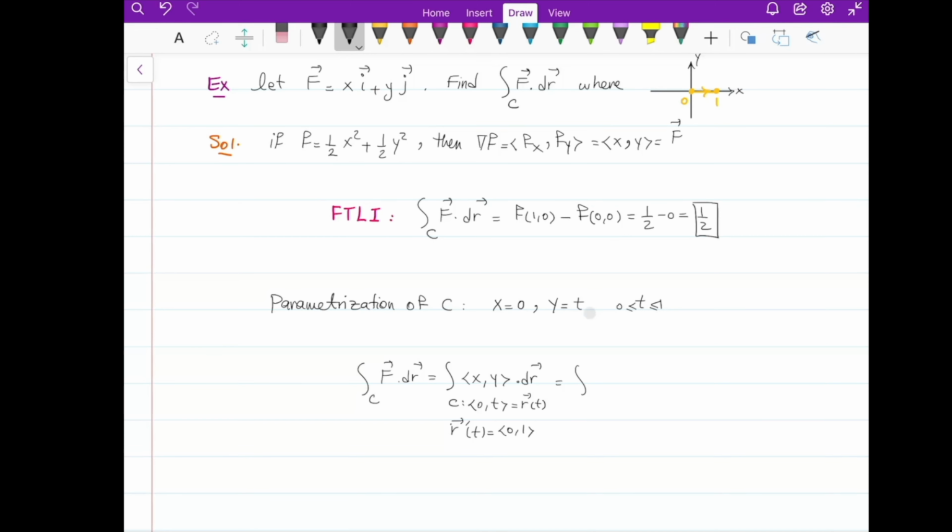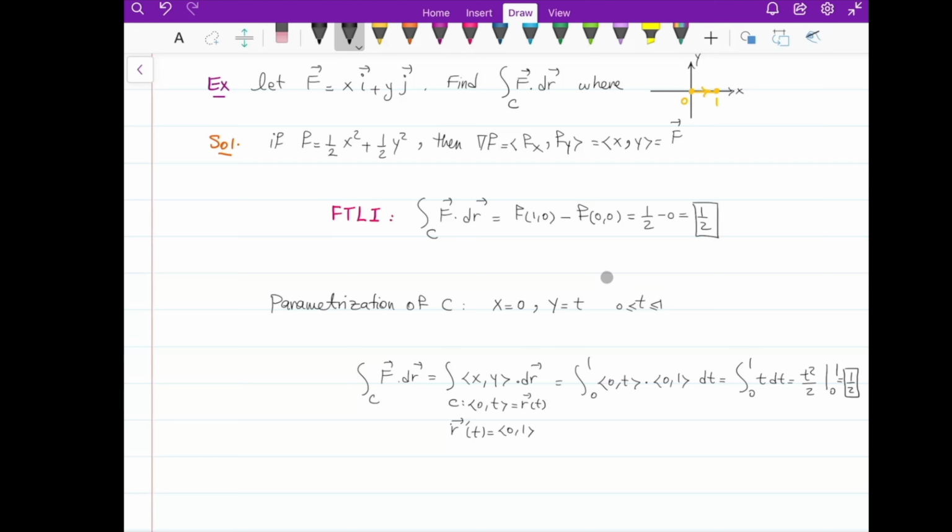So this integral is from 0 to 1, and then x is plugging the parameterization into f. So x is 0, and then y is equal to t. And then I have r prime of t, which is (0, 1), and then dt. Okay, so we have a dot product between these two vectors. So the integral from 0 to 1, and the dot product is t dt. So this is t squared over 2 from 0 to 1, 1/2.